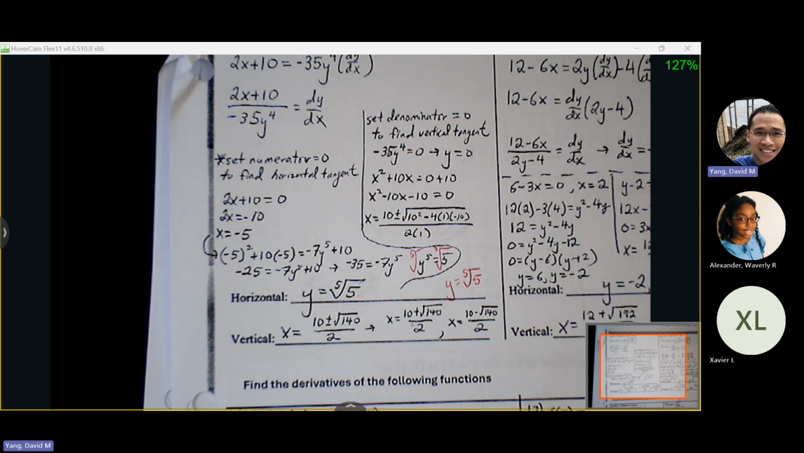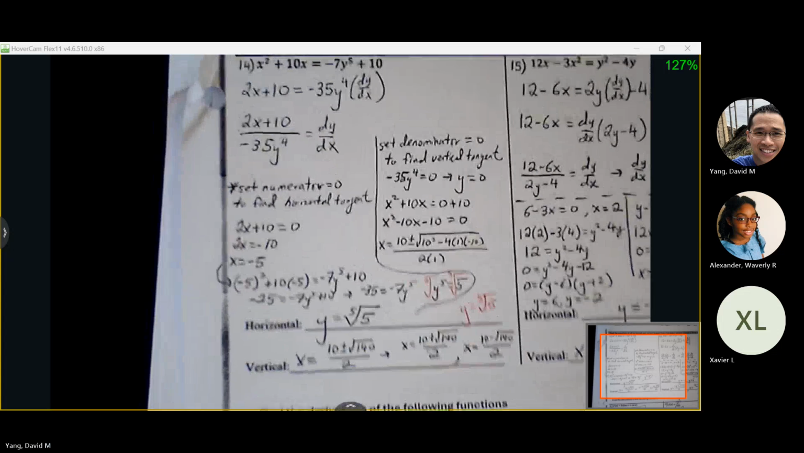Could you tell me on page 15 of the packet?